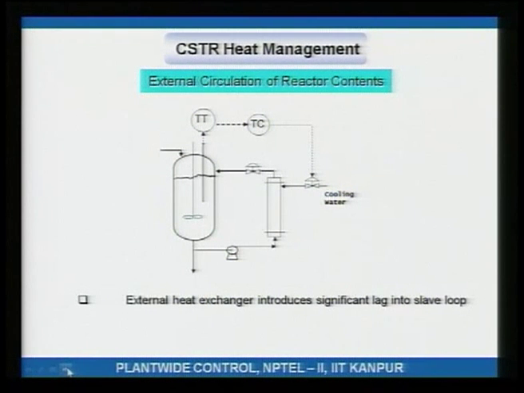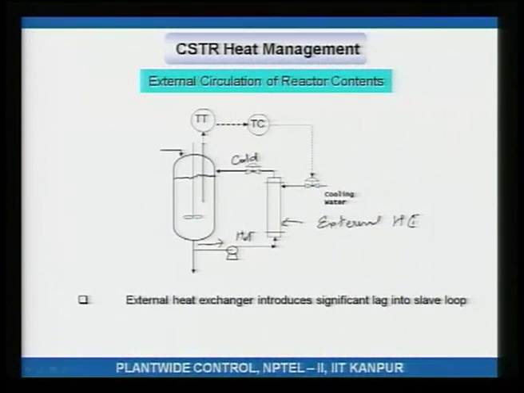Alternatively, what you can do is take out the hot contents of the reactor and put them through an external heat exchanger. What is happening in this external heat exchanger is that the hot reaction mixture comes in contact with, let us say, cold tubes. The tubes have cooling water flowing inside, and because the hot material is losing heat to the cooling water, the reaction mixture cools down.